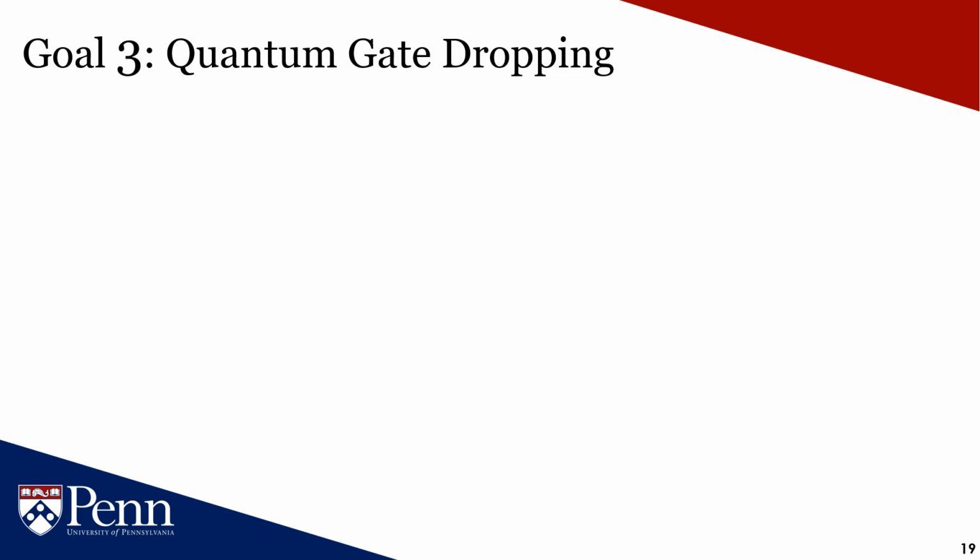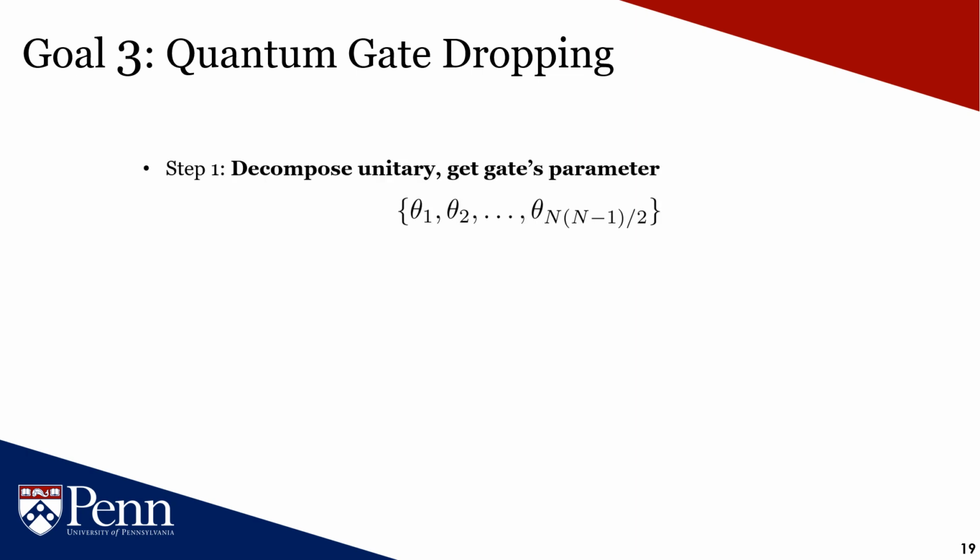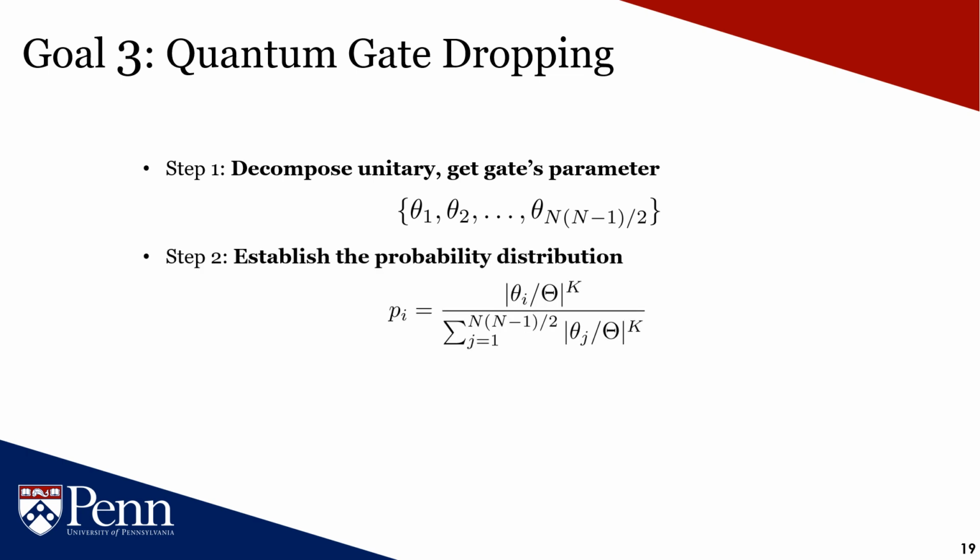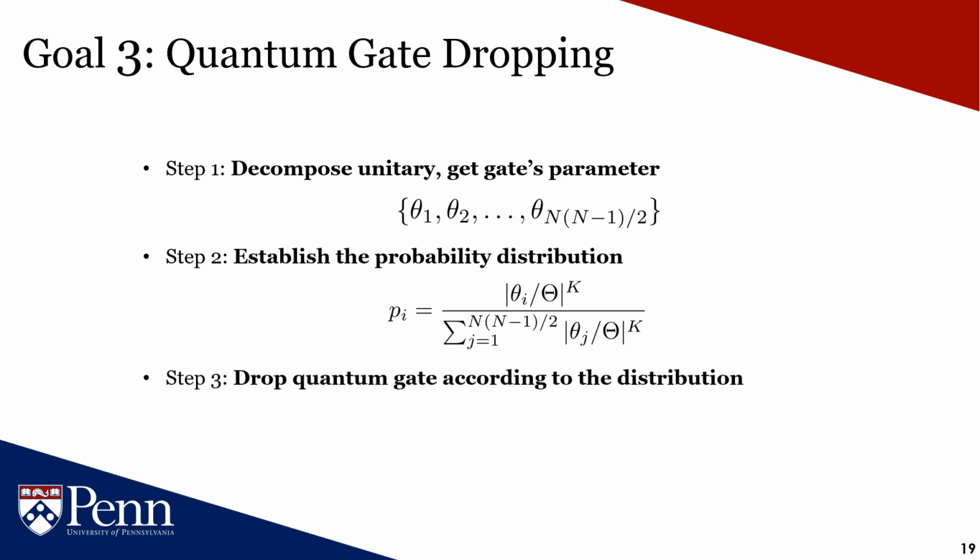Here is how we drop our quantum gates. First, we decompose the unitary matrix and get those parameters theta. Then we establish a probability distribution using this formula. If theta has a small amplitude, then the probability is small and it is more likely to be dropped from the circuit.